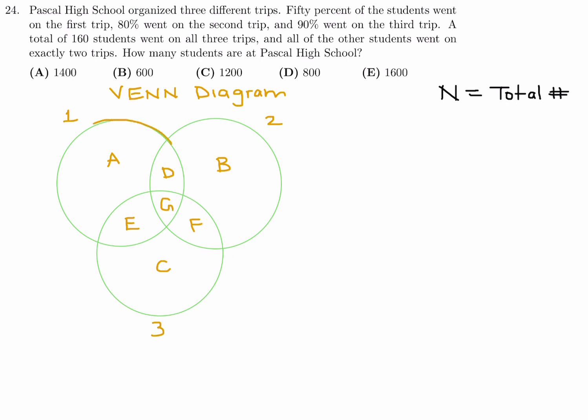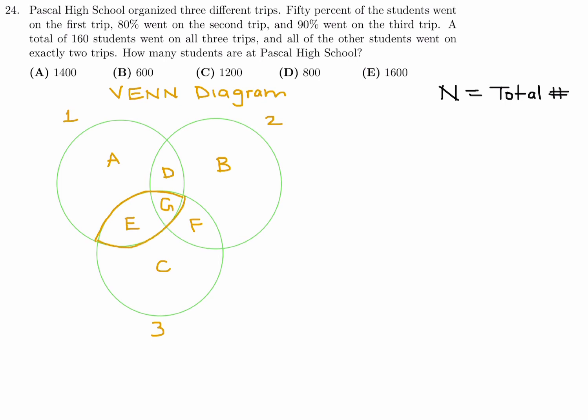Now, every letter that is part of that first circle represents a certain number of students that went on the first trip. Okay? Same thing with the circle number 2. Those letters represent the number of students that went on the second trip. And these letters represent the students that went on the third trip. These, though, D plus G, represent the students that went on both trip 1 and trip 2, since that's the region that's common to both.